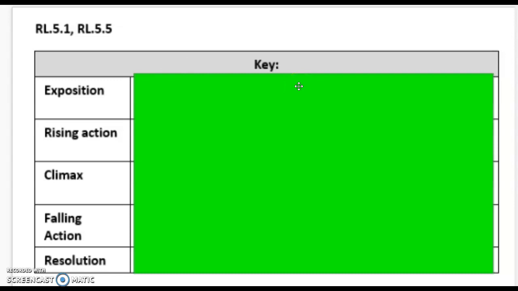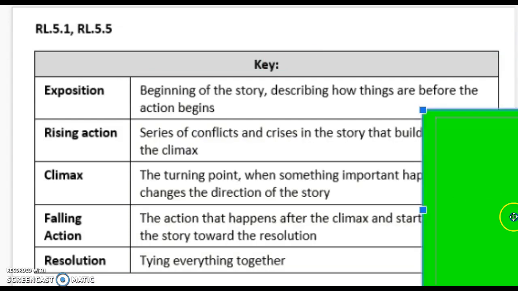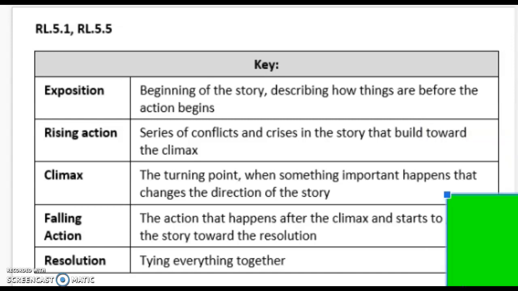So here are the 5 main elements of a plot diagram. This is the exposition, rising action, climax, falling action, and resolution. So here's the definition of each one.